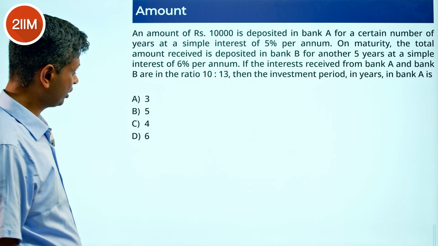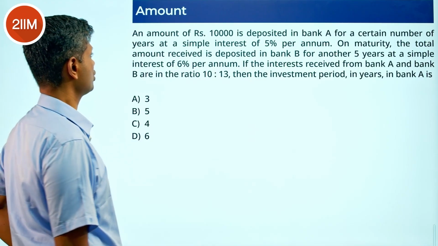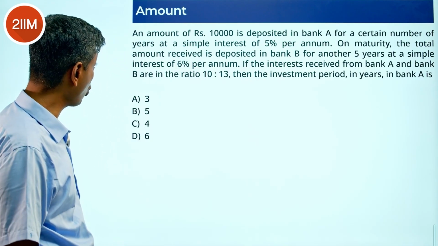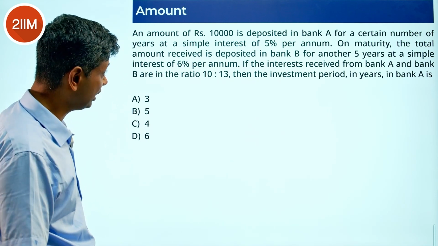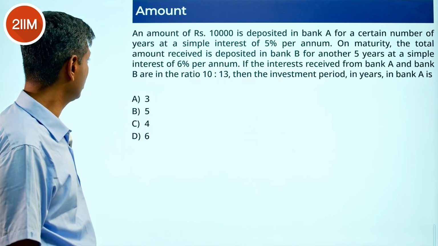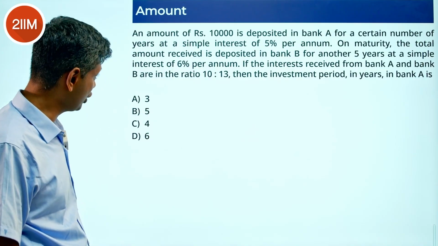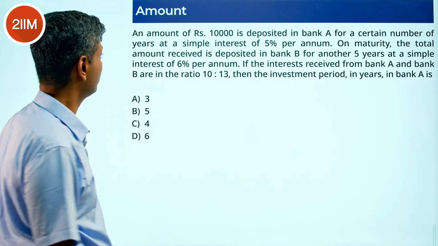An amount of rupees 10,000 is deposited in bank A for a certain number of years at a simple interest of 5% per annum. On maturity, the total amount received is deposited in bank B for another 5 years at a simple interest of 6% per annum. The interest received from bank A and bank B are in the ratio 10:13. What do they invest in?